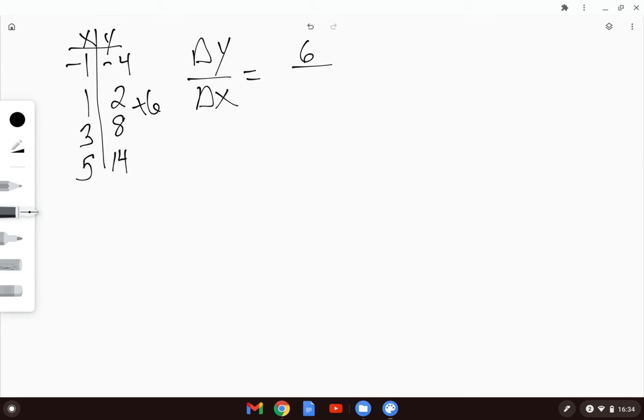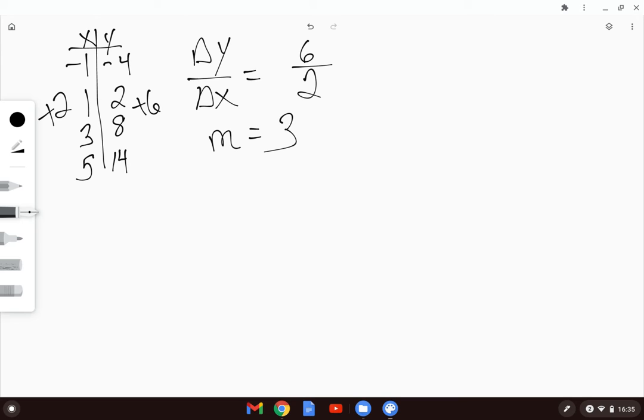If I look at my x values, I have -1, 1, 3, 5. So over here, my pattern is +2, or they're all increasing by 2. So here my slope is 6 over 2. So 6 divided by 2 equals 3, because I use my normal rules of fractions, and if I can simplify, I want to simplify. So that was my first step, is to find the slope.